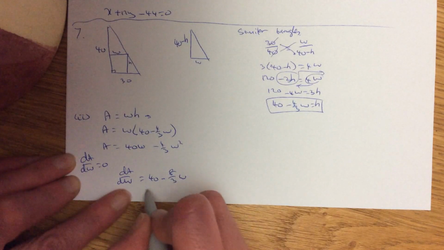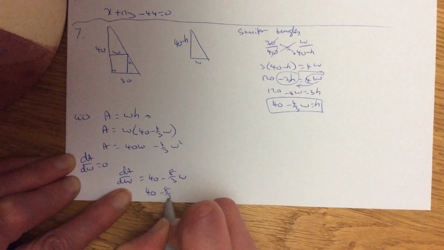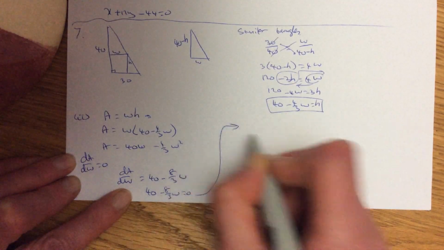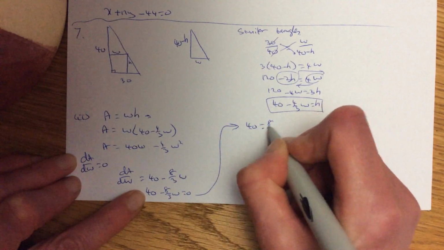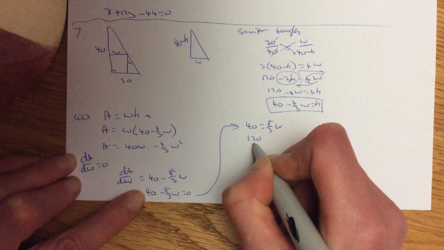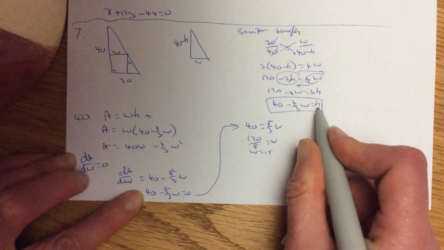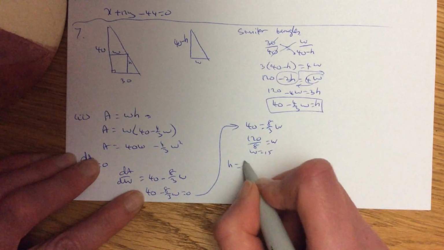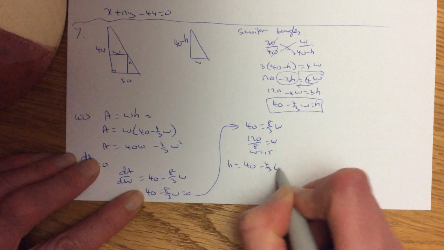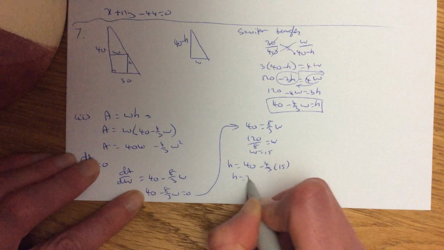You want that to equal 0. So 40 minus 8 over 3 W equals 0. Just take it up here. So 40 equals 8 over 3 W. So 120 over 8 equals W. So W is 15. You have to work out the H, so it's there. 40 minus 4/3 your W. And you get H to be 20.